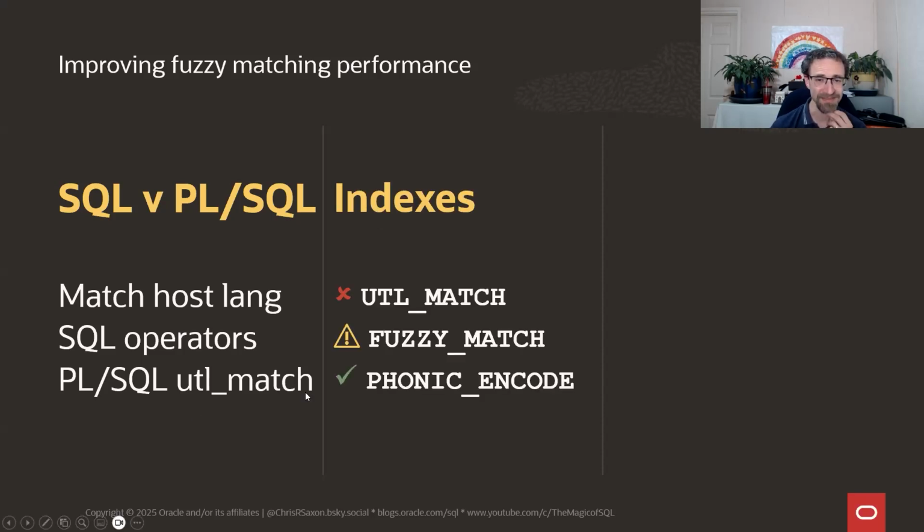When it comes to indexing, you can't index UTL_MATCH. Someone asked whether we could create a deterministic wrapper. Maybe we'll have time to check that in a second. You can index fuzzy match, but in almost all circumstances I would say it's almost useless. Phonetic encode, however, there are still some considerations, but matching on phonetic encode does work pretty well.